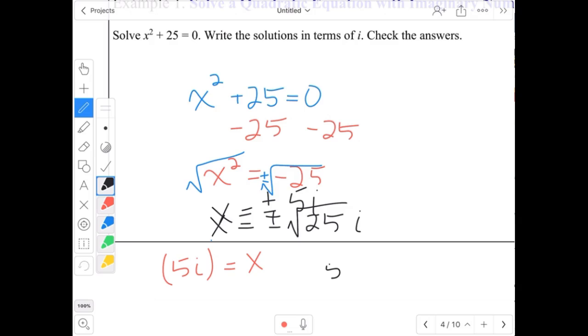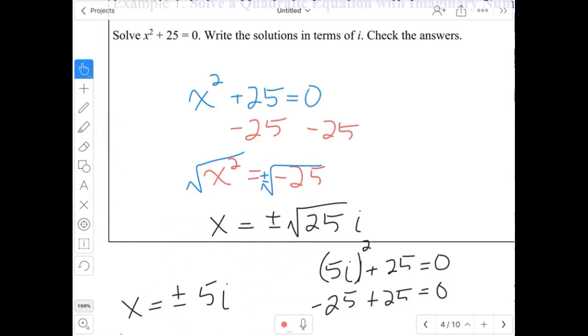I can do 5i squared, because I'm substituting for x, plus 25 equals 0. 5 squared is 25. i squared is negative 1, so that makes this negative, plus 25 equals 0, true.